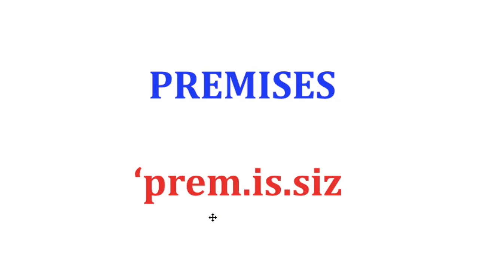Premises is an incorrect pronunciation, like school premises. School premises. I was in the school premises till 4 o'clock. Alright, so this is how you're going to pronounce this word, premises.